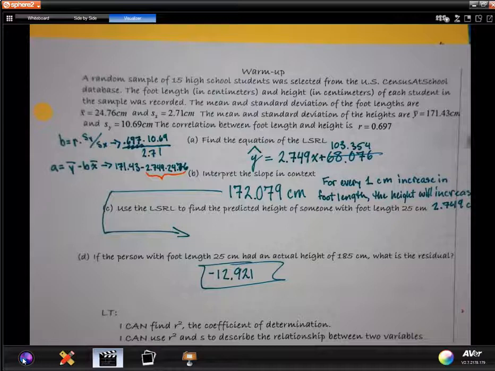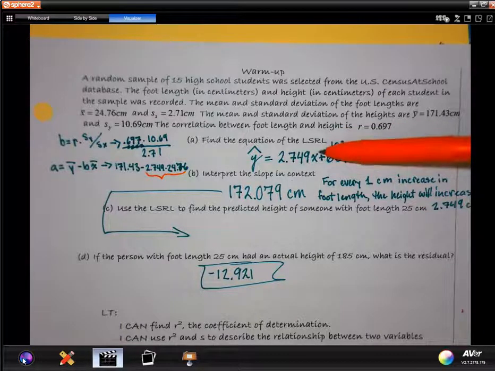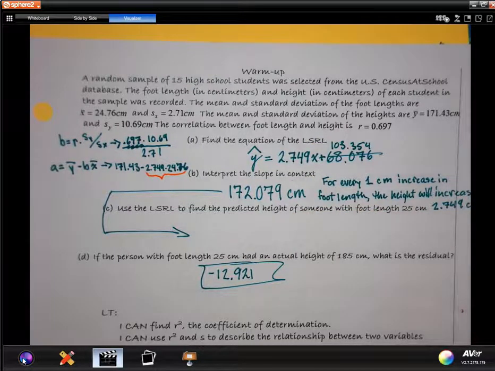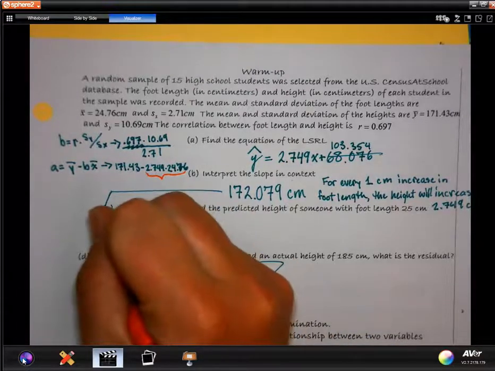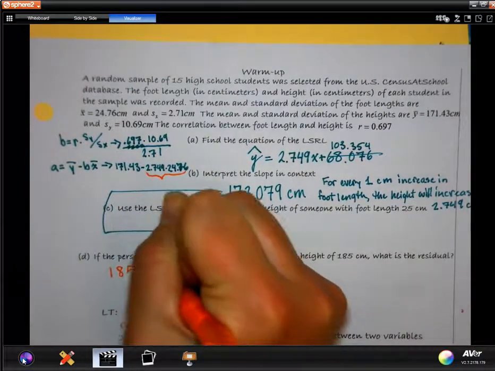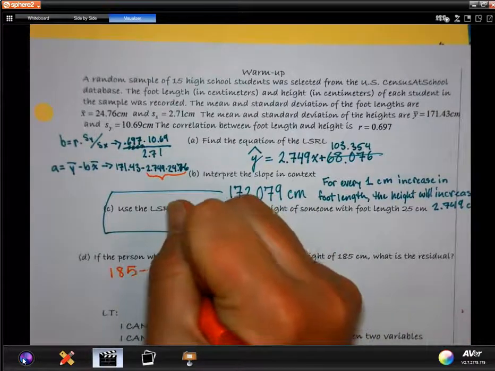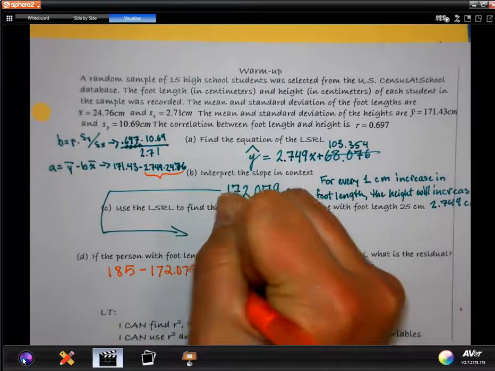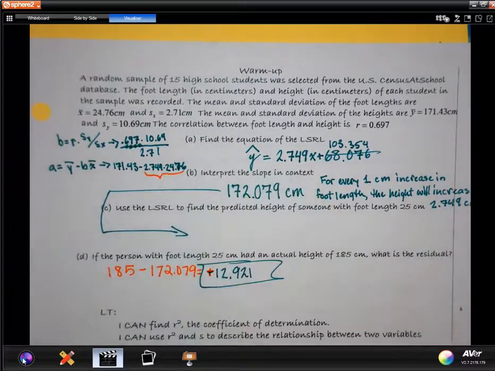She then used the least squared regression line equation to predict the height of somebody with a foot length of 25 centimeters. So she put 25 in for x and simplified and got 172.079. And then for the residual, you take your actual, which it says 185, minus the predicted, which was the 172.079. So the only thing on this is the residual should have been positive.